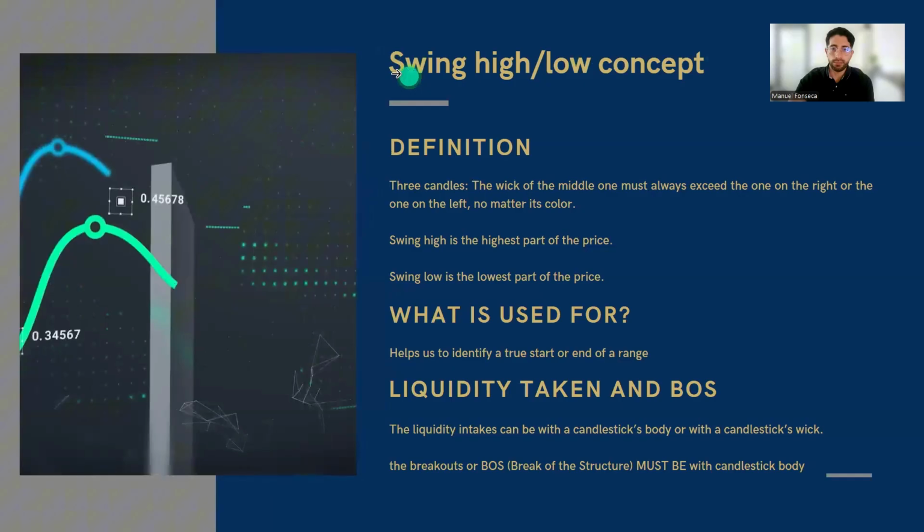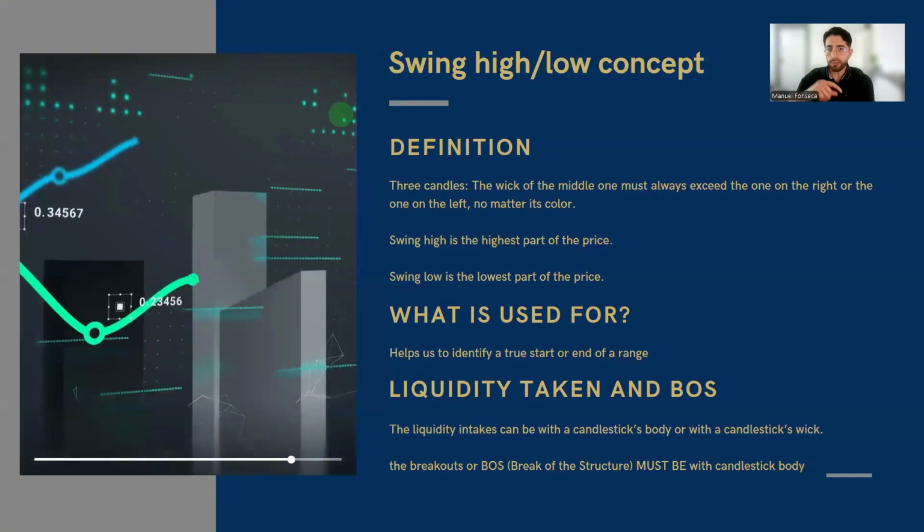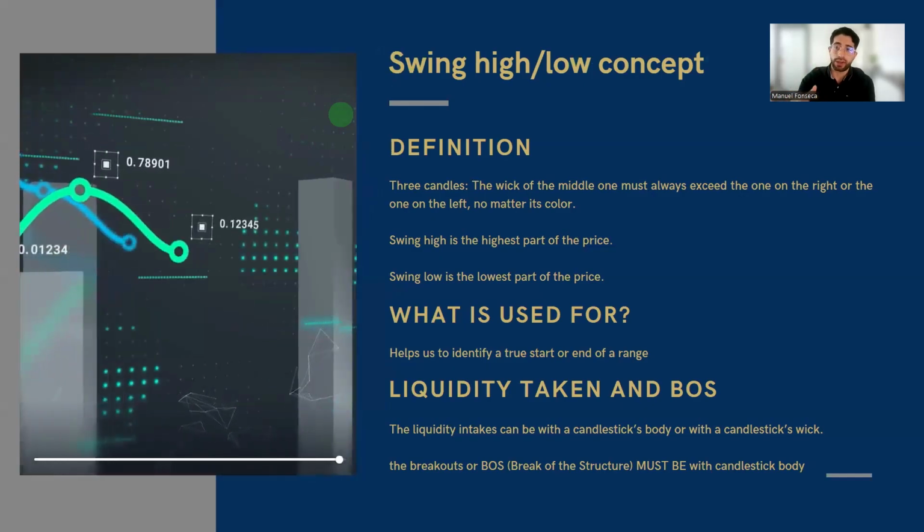So in order to identify properly the beginning of a range, we need to understand that there is a pattern we need to identify first, and then recognize which is the strong low or the strong high. And what we need to identify this is the swing high or swing low concept or pattern. This is a simple pattern, simple to comprehend, which is called a three candle.